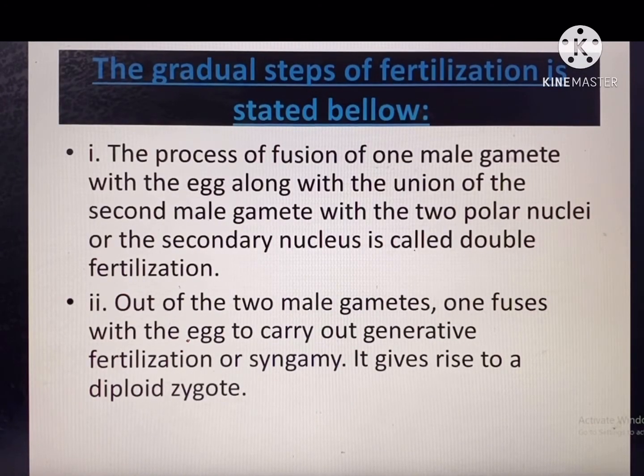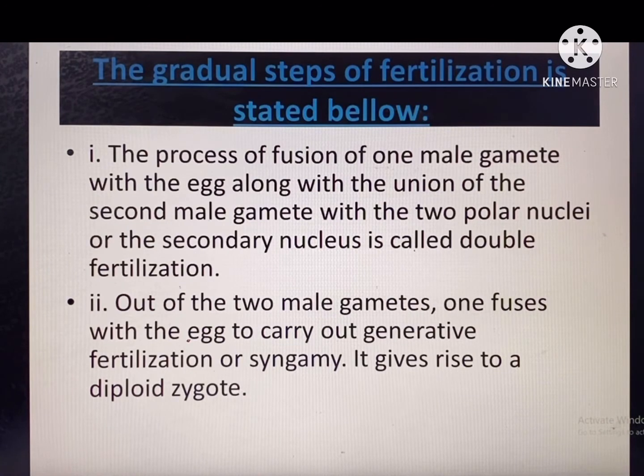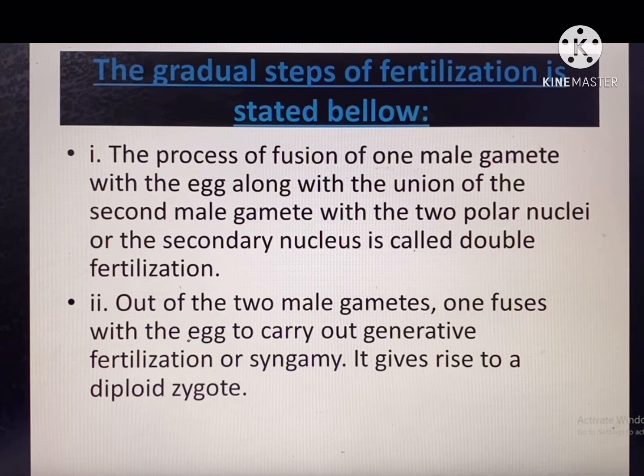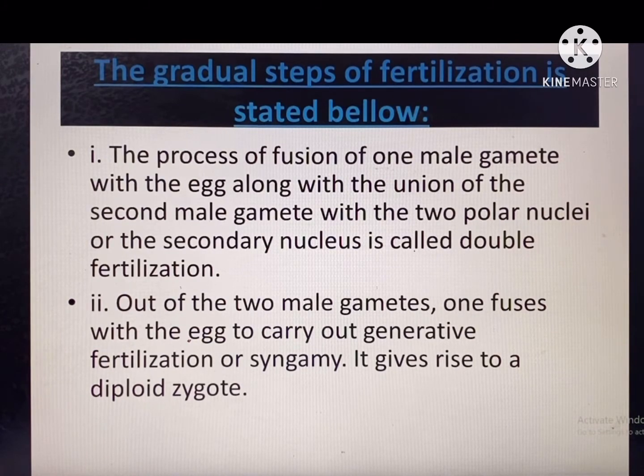Well, here are the gradual steps of fertilization. Number 1, the process of fusion of a male gamete with the egg, along with the union of the second male gamete with the two polar nuclei or the secondary nucleus, is called double fertilization. You may pause the video and write a note over there.